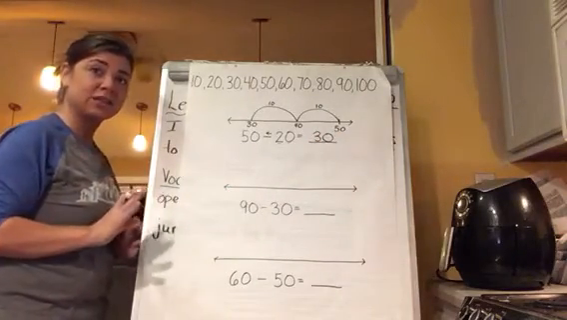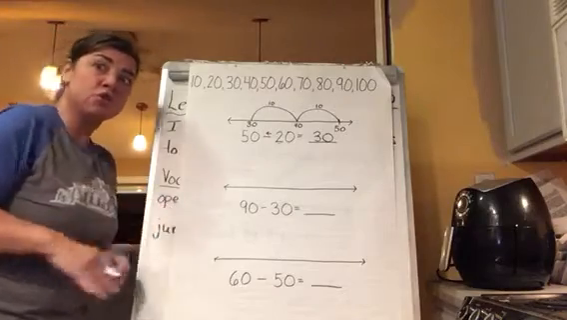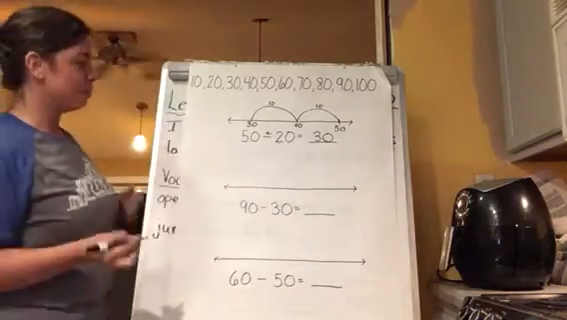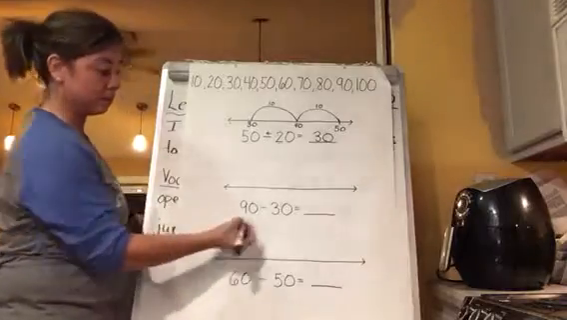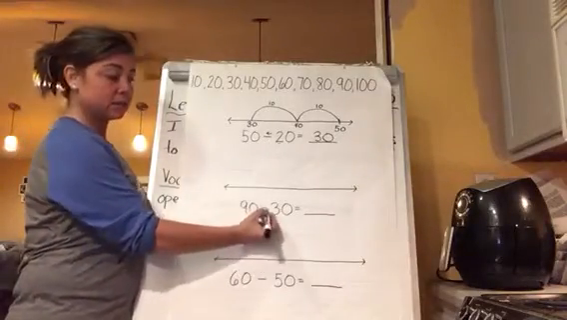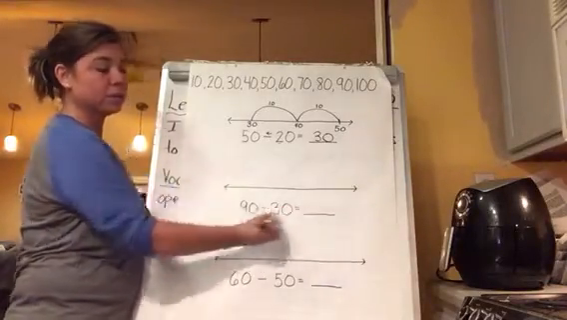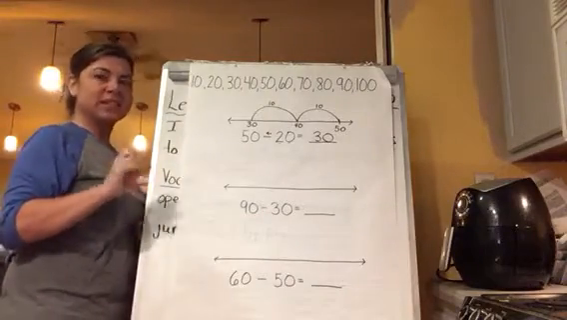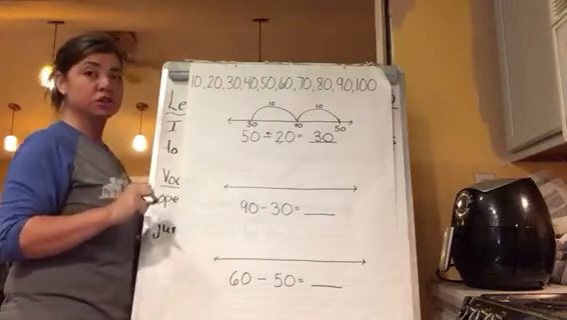I think that deserves a silent cheer for our first time. You ready? 1, 2, 3. Awesome. Now let's take a look at this one. 90 take away 30 equals blank. I'm going to give you about 5 seconds to think about where to start. Are you ready?